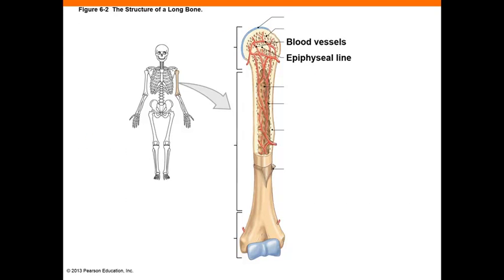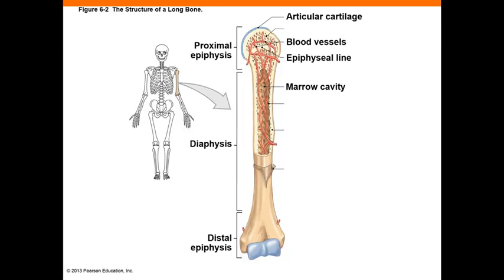Some typical features of long bones are very well exemplified by the humerus. The first term I want to introduce you to, the diaphysis. The diaphysis, or the central shaft, has a marrow cavity in the center, and it's filled with bone marrow, which is a soft, fatty tissue. The epiphysis are the wider portions at each end, and they're covered with articular cartilage.